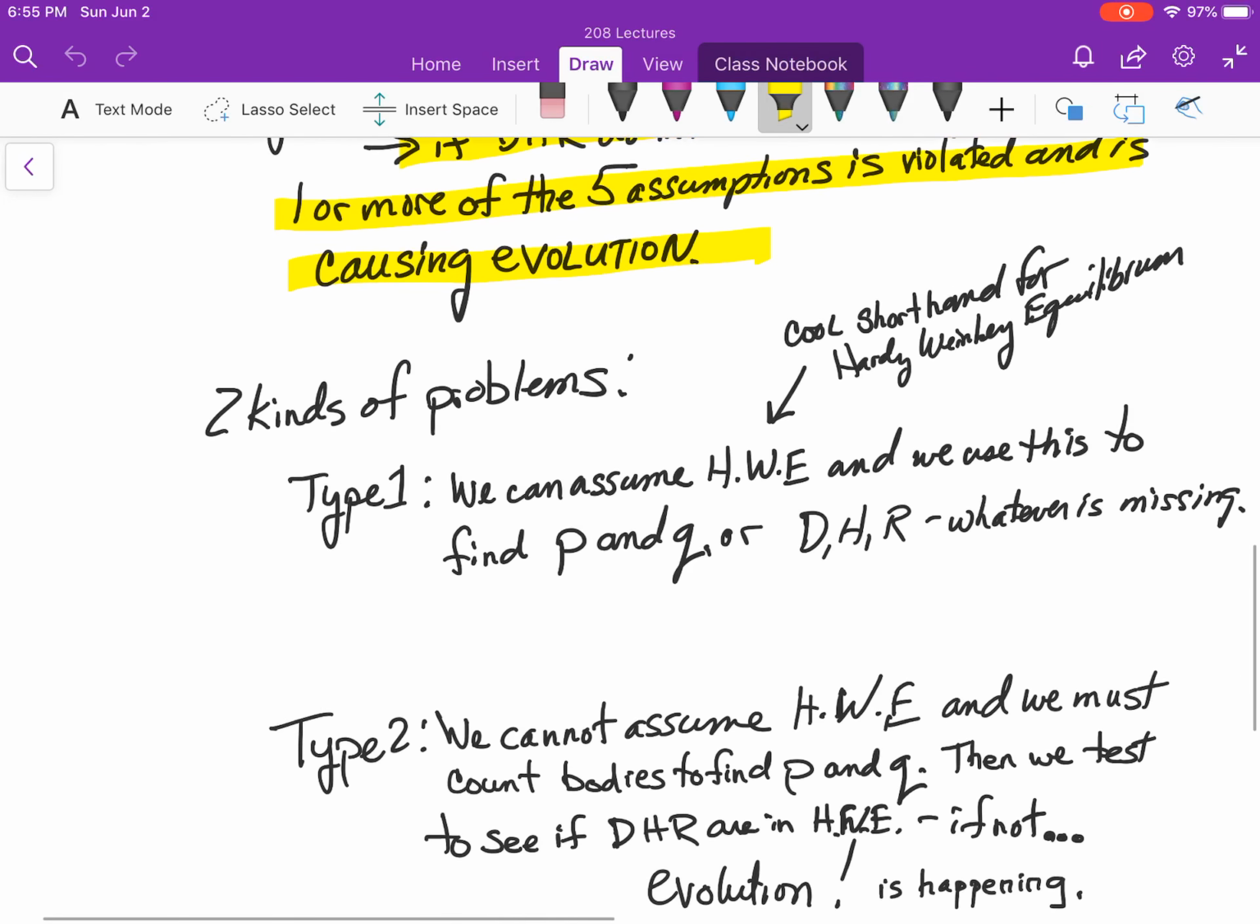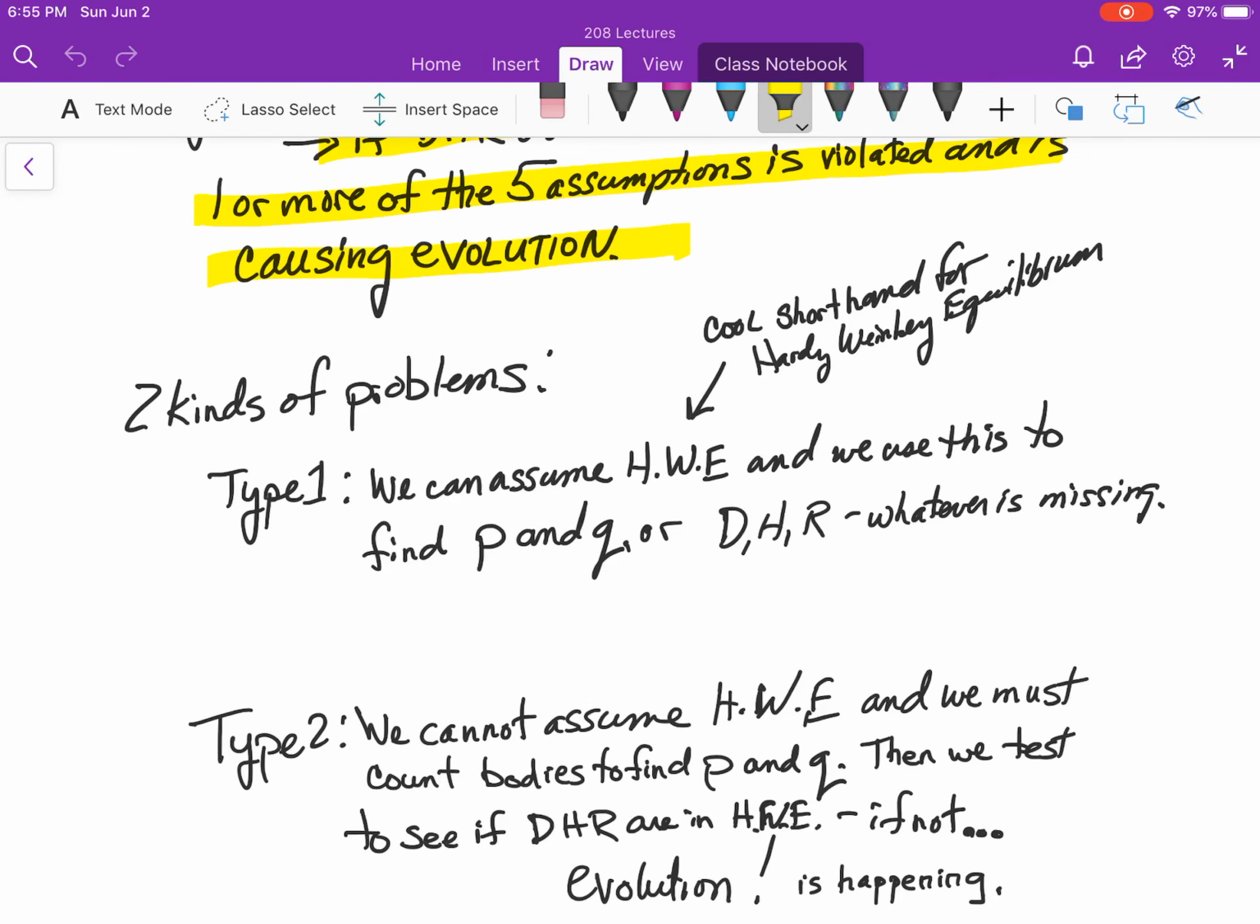Now, there are 2 kinds of math problems that we get from this. The type 1 math problem is here. When we can assume, and we will always tell you in this class, right up front, you can assume Hardy-Weinberg equilibrium, HWE for short, we use this information to find p and q, or the proportions of D, H, and R, whichever we're missing, given that information. And I'll show you how to do that in just a second. But we know already that if you know, for example, q, you can find p, because they add to 1. And then from there, you can make p squared, 2pq, plus q squared. It's a piece of cake.